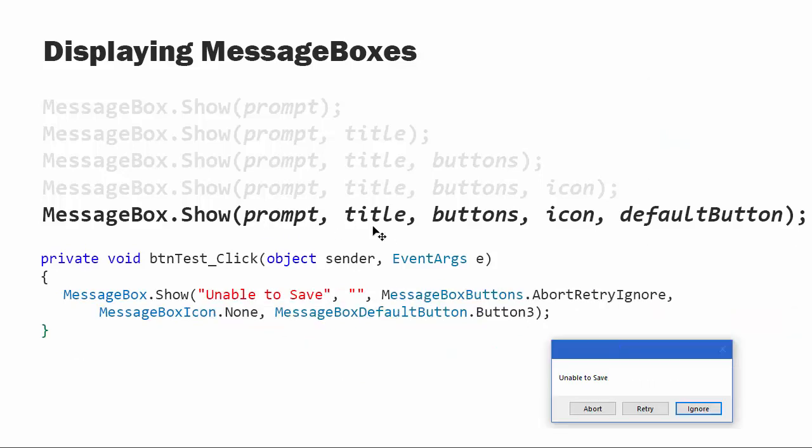The items always have to appear in this order: prompt, title, buttons, icon, default button. As we've seen, we can eliminate ones from the back and only have 1, 2, 3, or 4 arguments. But if we want to have a default button, and maybe we don't want a title and we don't want a message box icon, we still need all 5 items. They have to be in that order. So here I've got my prompt of unable to save. I didn't put up a title. I chose abort, retry, ignore as my buttons, no icon, and I set the 3rd button as the default.